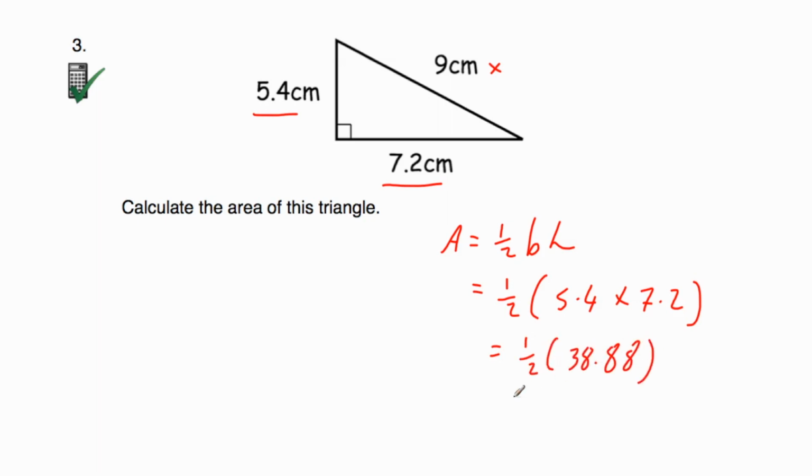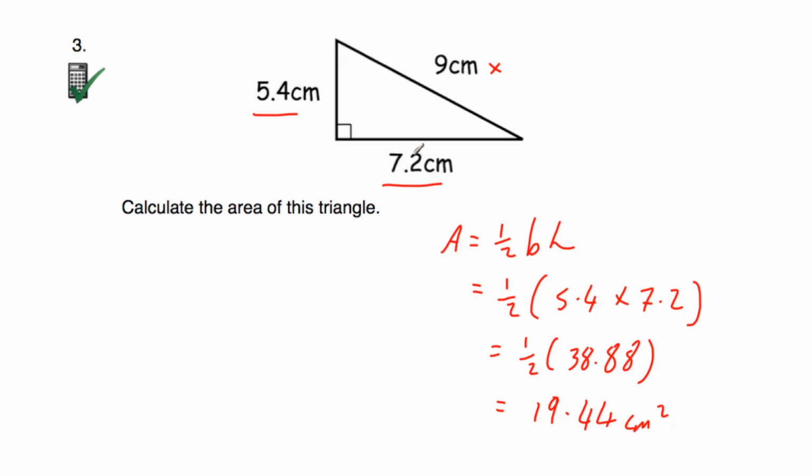And when we get to that, we get an answer of half of 38.88, which is equal to 19.44 centimeters squared. So we multiplied the base by the height, and then we halved it to get 19.44 centimeters squared. We could have used a different approach.